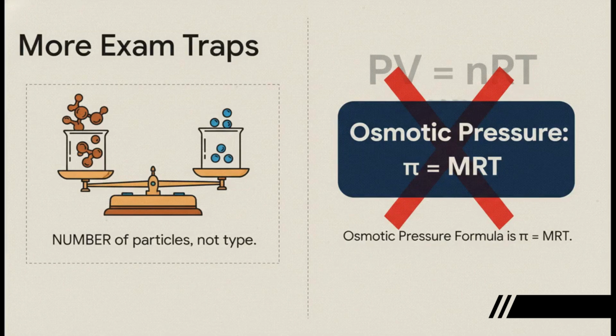Two more huge traps right here. First, colligative properties. Students often think it depends on what the solute is. Is it salt? Is it sugar? Wrong. It only depends on the number of solute particles. That is the whole game. Second, the osmotic pressure formula. People mix it up with the ideal gas law all the time. It's pi equals CRT, not nRT. Write it down, burn it into your brain.